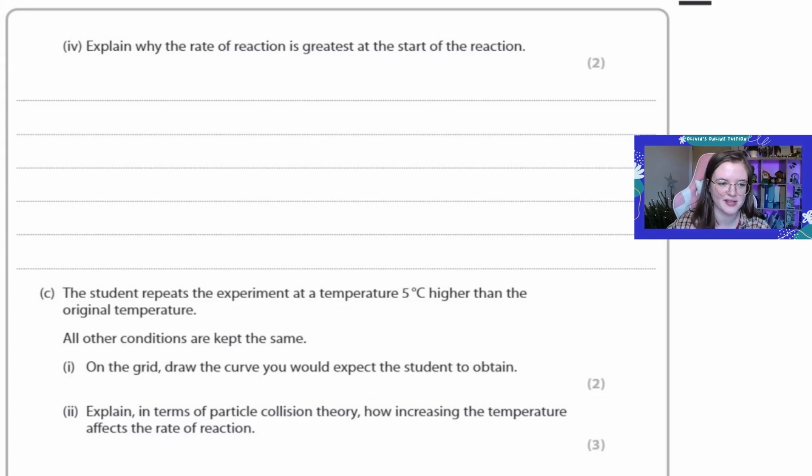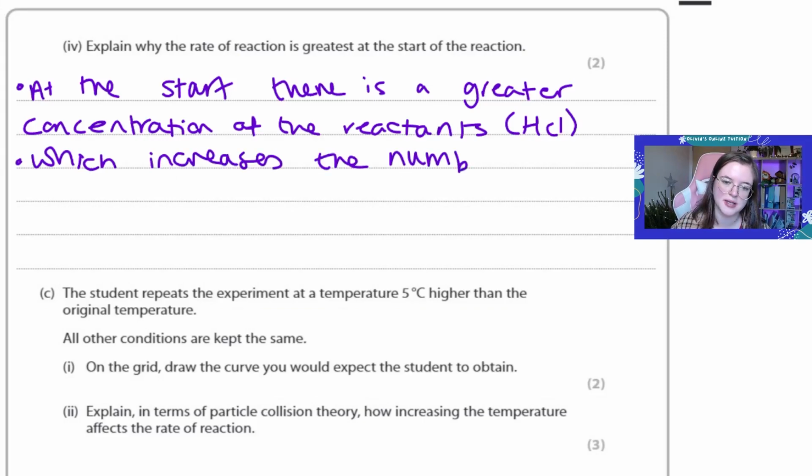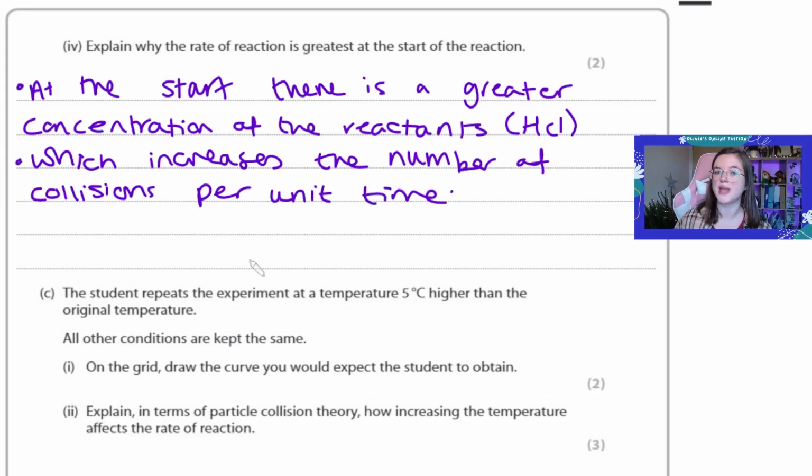So at the start, there is a greater concentration of reactants, which means there's going to be more collisions per unit time. You'd have to say there's going to be more frequent collisions, which also has a time element, or more collisions per unit time. You have to have some reference to time in there. Either say the word frequent or say per unit time. So which increases the number of collisions per unit time. There we go, that'd be 2 marks.